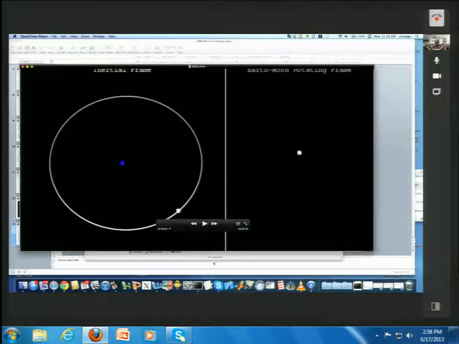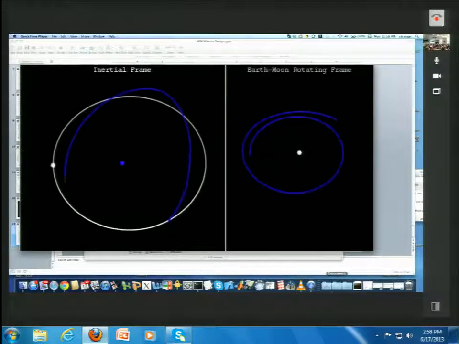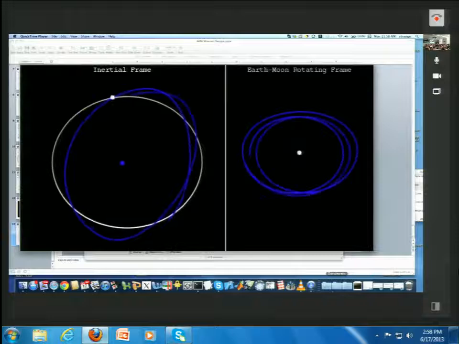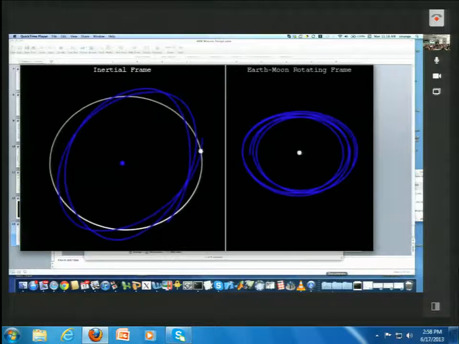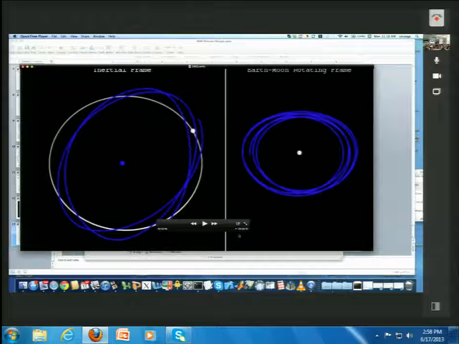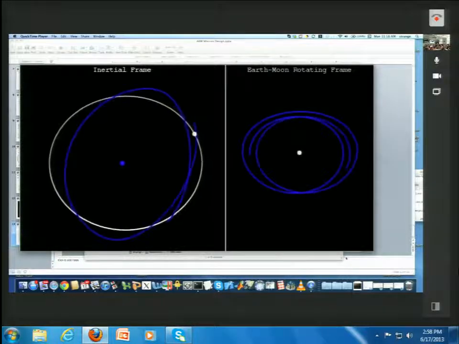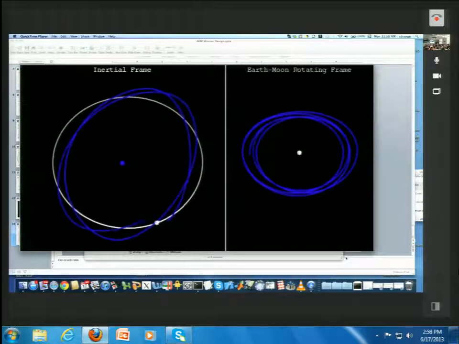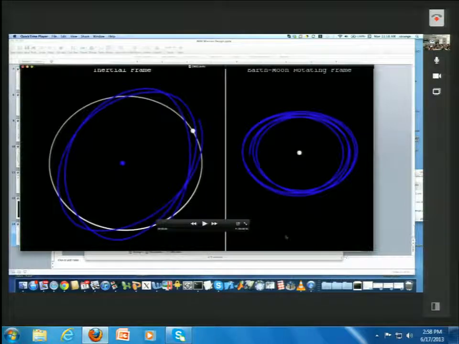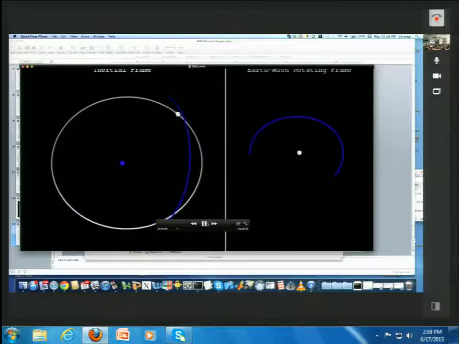All right. So I want to show you what the DRO looks like. On the left, we have the inertial frame around the Earth, and on the right is the Earth-Moon rotating frame. So here's what the storage orbit looks like. So I'll just play it again. It's kind of squiggly in any reference frame, but it's bounded. So it will stay around the Earth-Moon system.